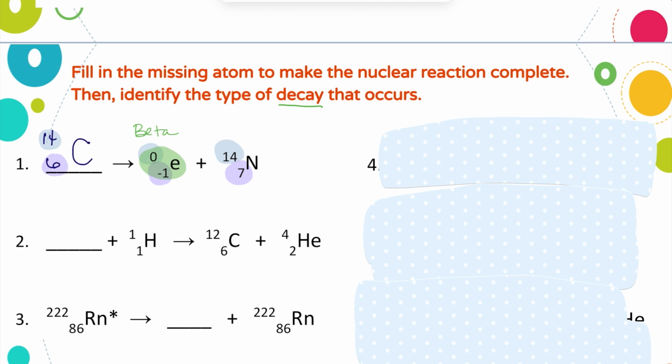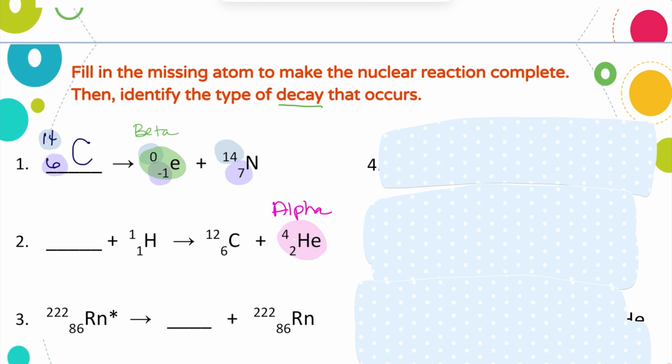This one is alpha decay because of this helium particle here. Sometimes, in order to undergo this decay, you might have a particle colliding with something else and then emitting an alpha particle or a beta particle and undergoing that decay. So in this case, we have something that maybe collides with helium to produce that carbon-12 and helium-4.